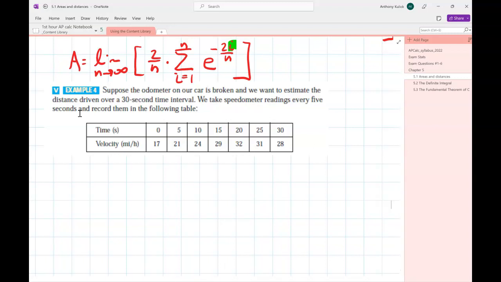All right. So it says, suppose the odometer of our car is broken and we want to estimate the distance driven over a 30-second interval. We take the speedometer readings every 5 seconds and record them in the following table. So how are we going to figure out the distance traveled with this information?